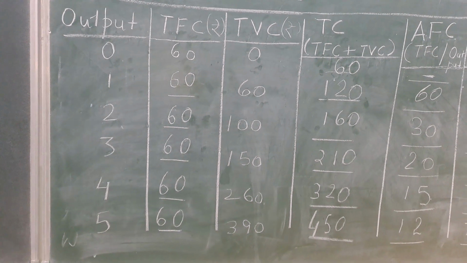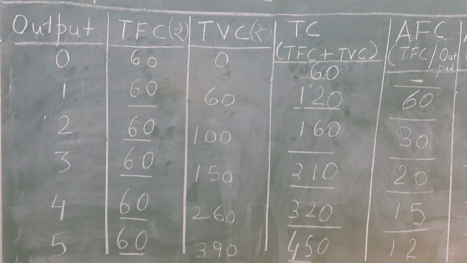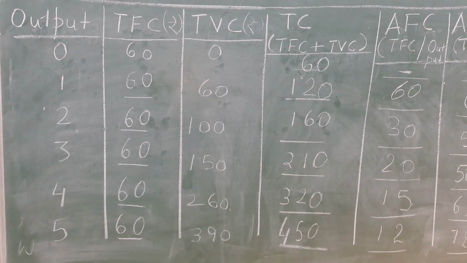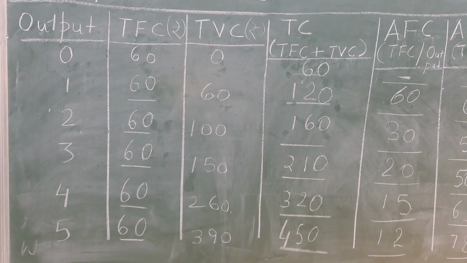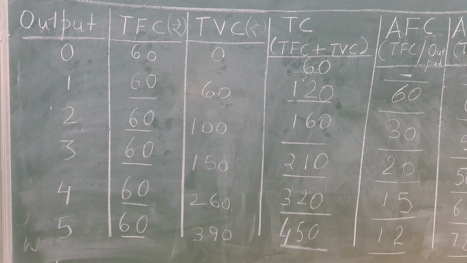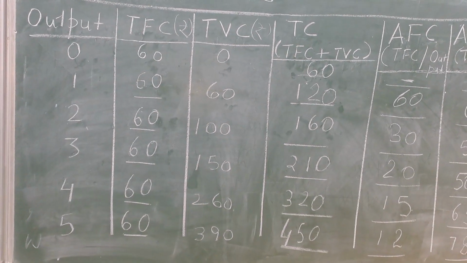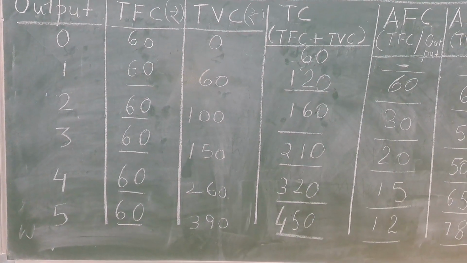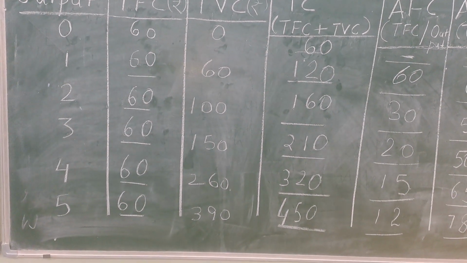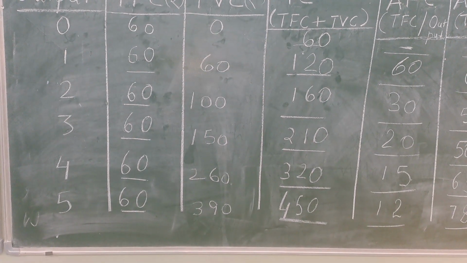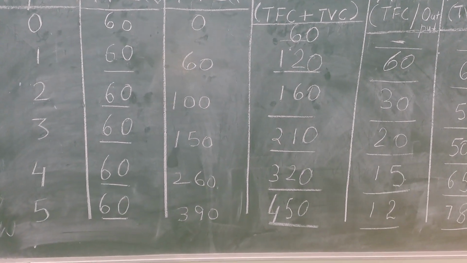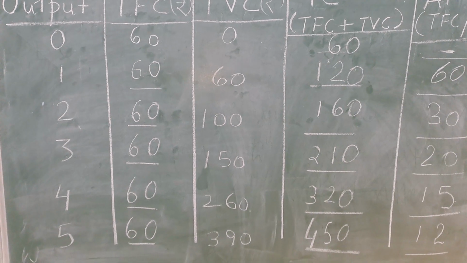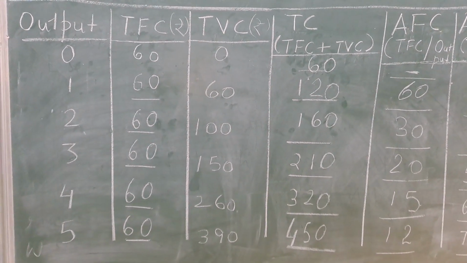Clear? Now total variable cost is given to all of you. Now see the fourth column, total cost. Now what is total cost? Total cost is nothing but total fixed cost plus total variable cost. So first one with 0 output, TFC plus TVC, that is 60 plus 0 will be 60, 60 plus 60 will be 120, 60 plus 100 is 160, 60 plus 150 is 210, 60 plus 260 is 320, 60 plus 390 is 450. So your total cost will also be filled.